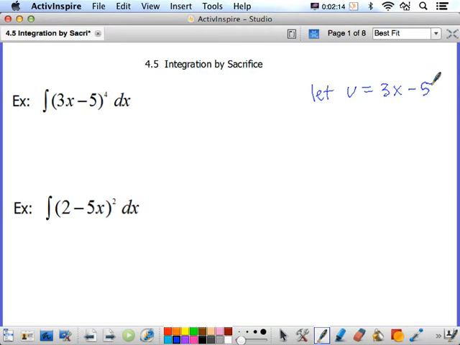Then what you're going to do is take the derivative of u. And we're going to do it in differential form. So instead of u prime, we're going to do du dx. So we're going to take the derivative of u with respect to x. And we're going to say that du dx is equal to 3. Do y'all agree with that? Okay. Now I want you to solve that for dx. I want you to get dx by itself. So we have 3 dx, we'll cross multiply, is equal to du, and dx is equal to 1/3 du.